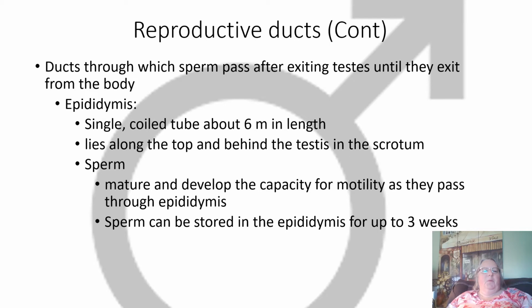This is the path the sperm goes through, the ducts it passes through before exiting the testes until it meets the exit of the body. So the vas deferens delivers it to the epididymis, and the epididymis is a single coiled tube about 6 meters in length. It lies along the top and behind the testes in the scrotum. It contains sperm. Sperm normally develops in the epididymis, and it can be there as long as 3 weeks.